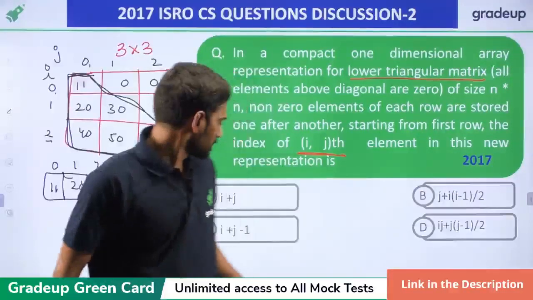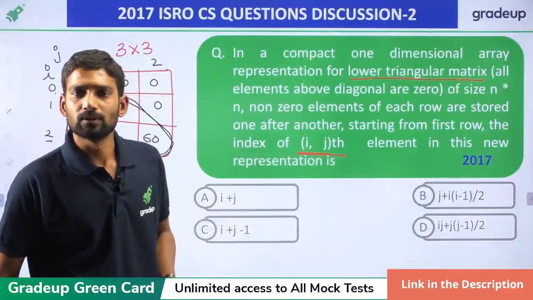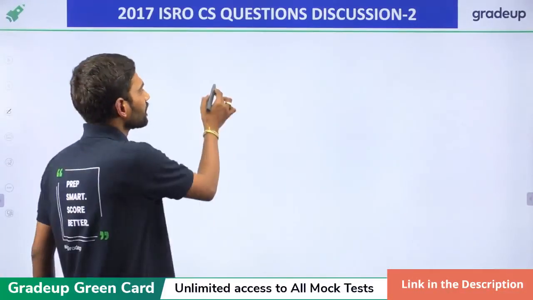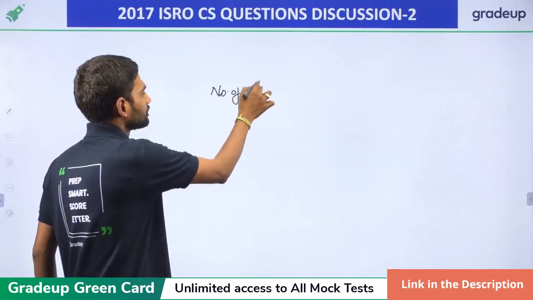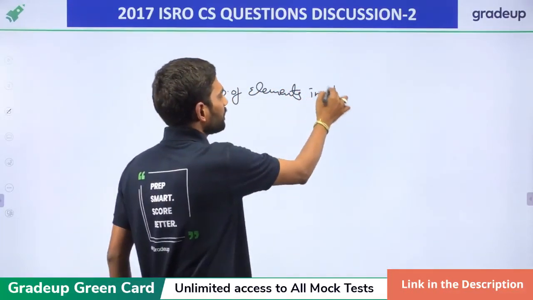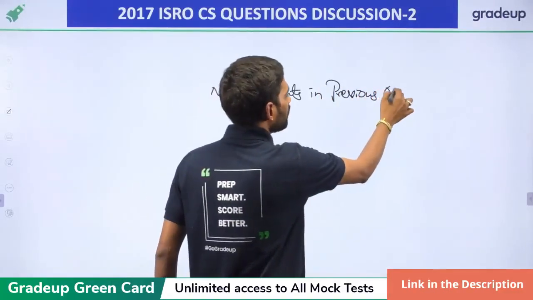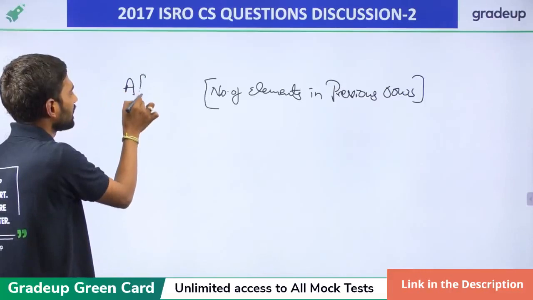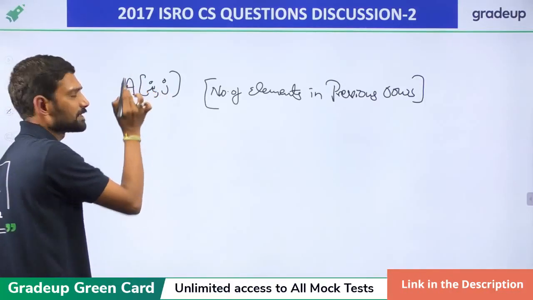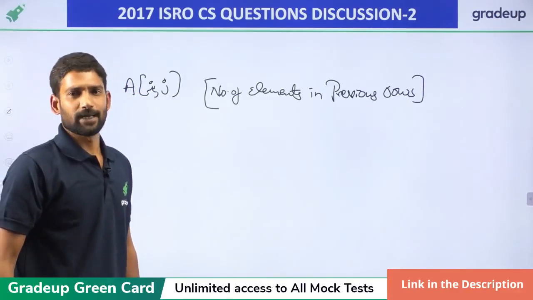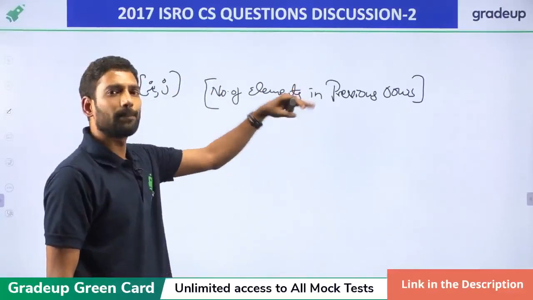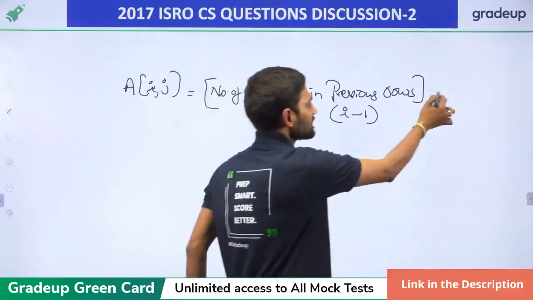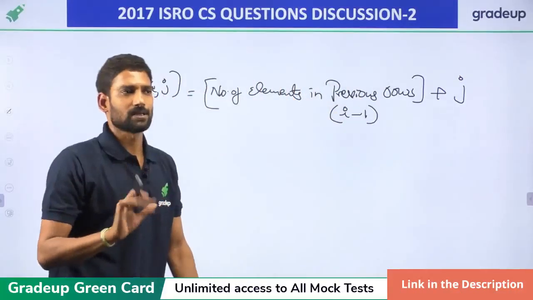Yeah, Pradeep, it is j plus i into (i minus 1) by 2. Yes, that is correct, Pradeep. How is that? Simple. The number of elements in previous rows. That means if you want the index for some A of i comma j, here which represents the row, i or j? i, right? So the number of elements in the previous rows, that means i minus 1 rows, plus the j value.